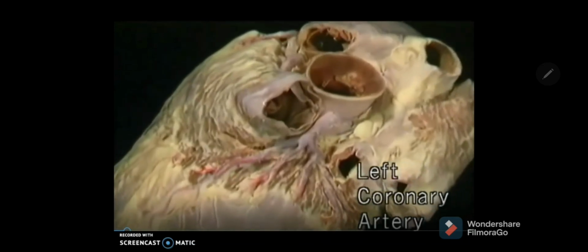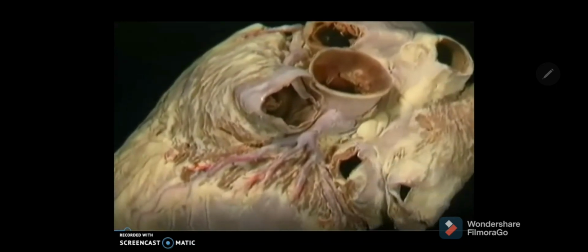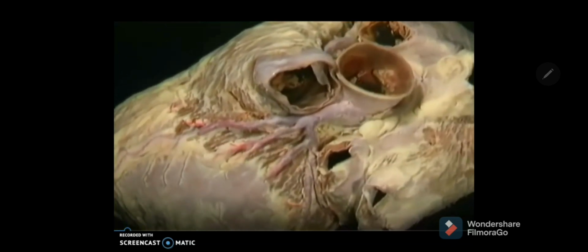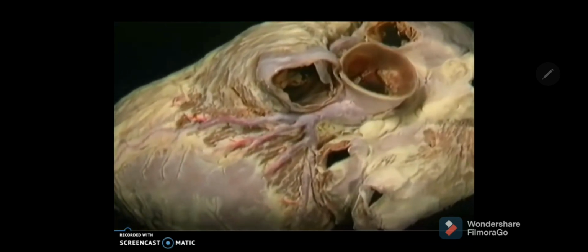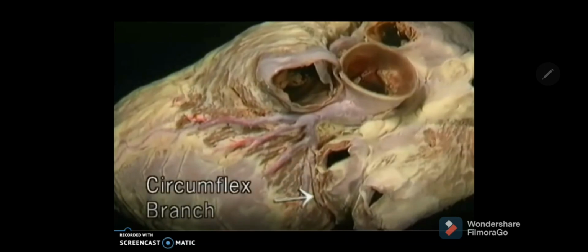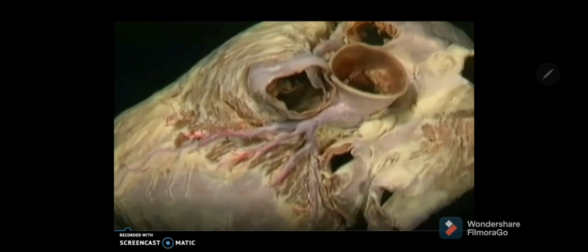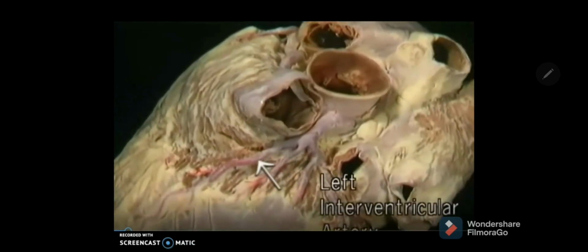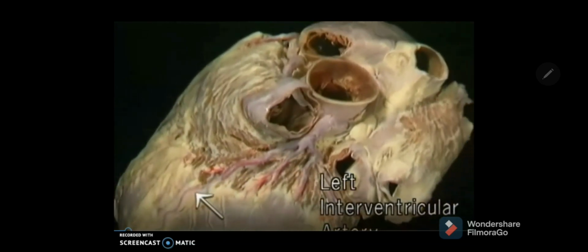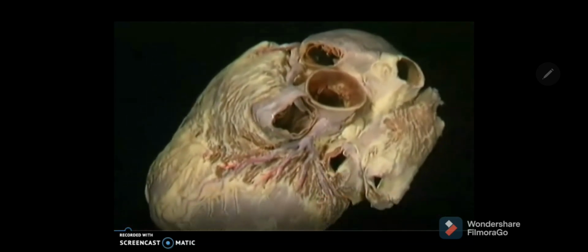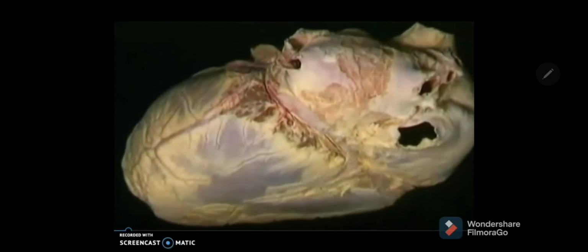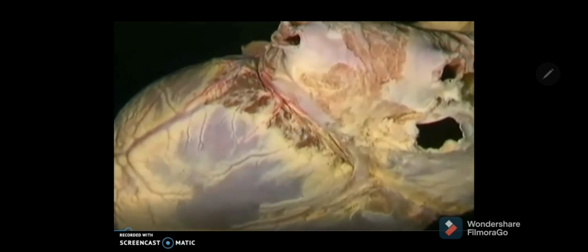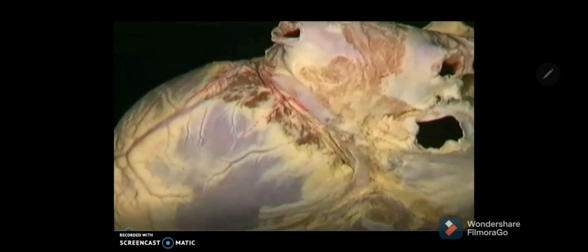And this is the left side of the heart, that is the left coronary artery, dividing into circumflex branch. Here you can see that is circumflex branch and anterior intraventricular branch, also called as left intraventricular artery or left anterior descending artery, LAD. Clinically it is referred as LAD. The circumflex artery winds around the left border and joins the coronary sulcus.